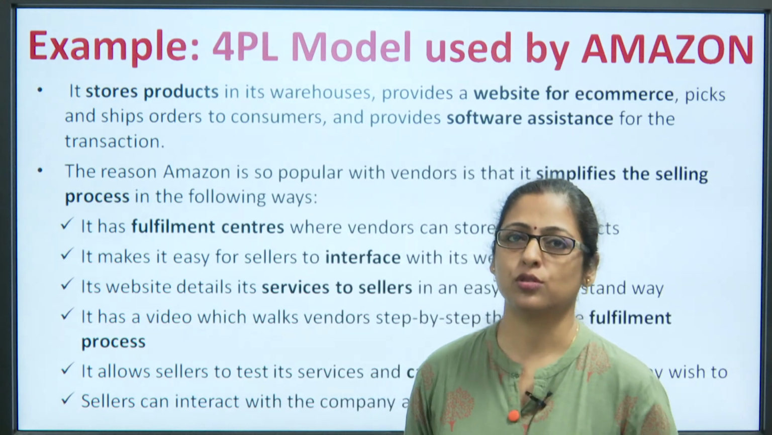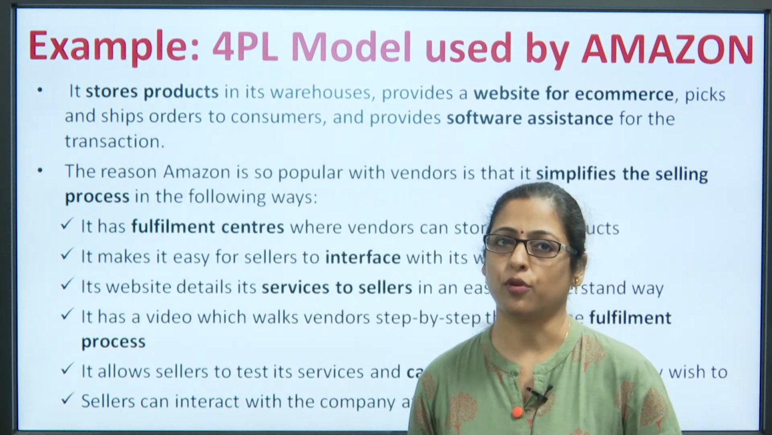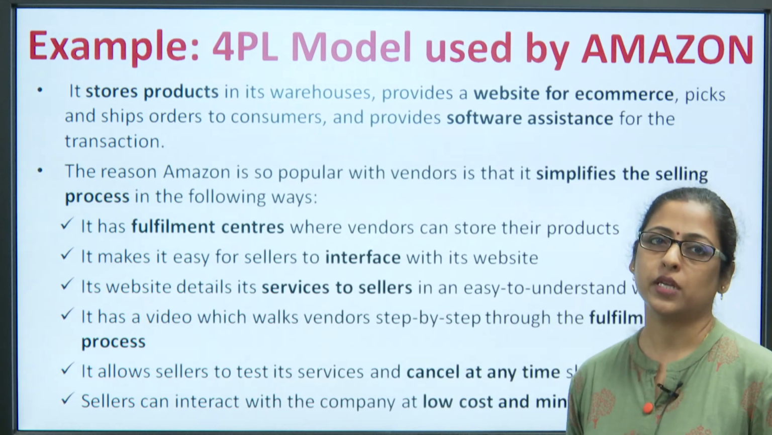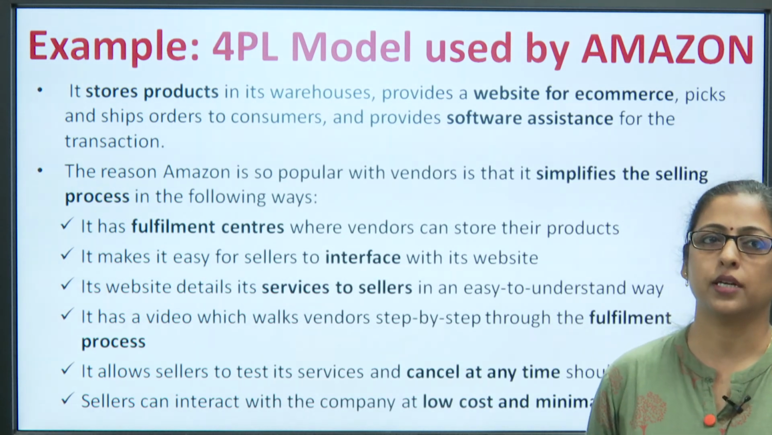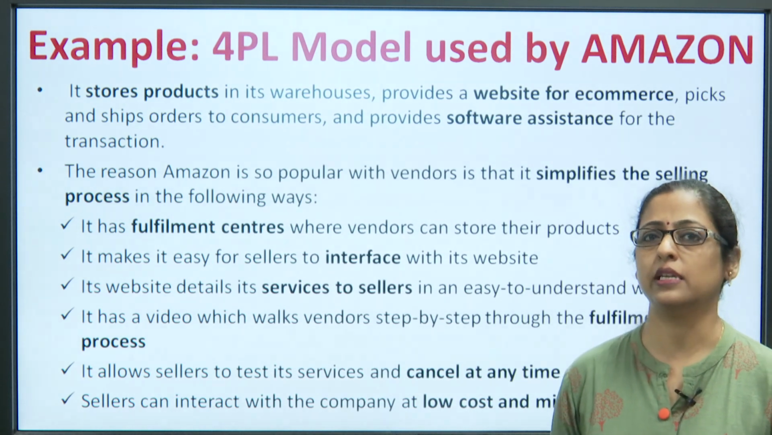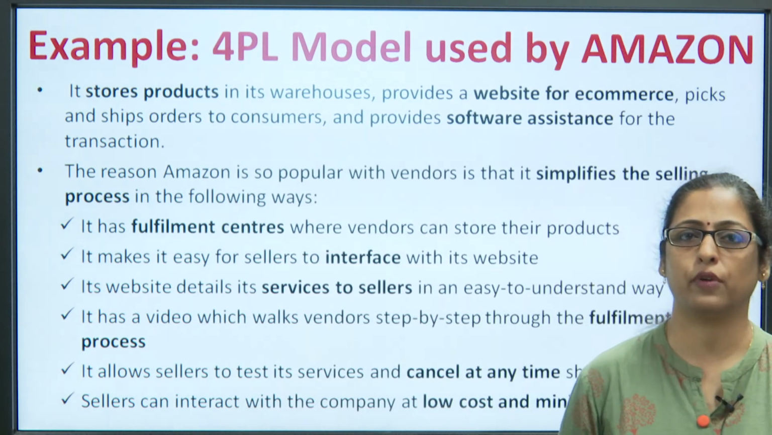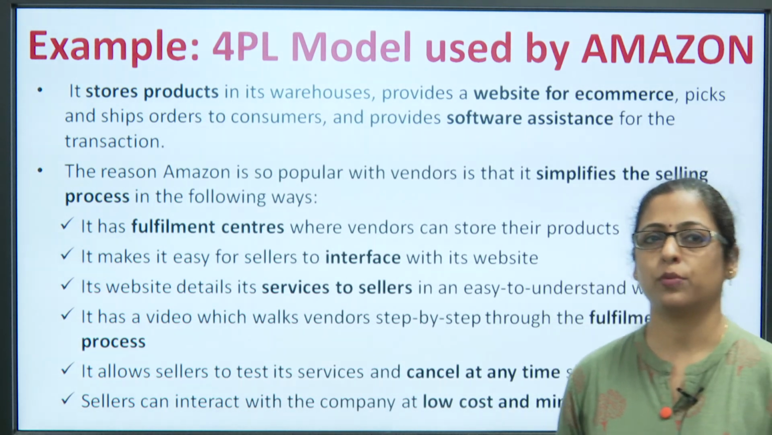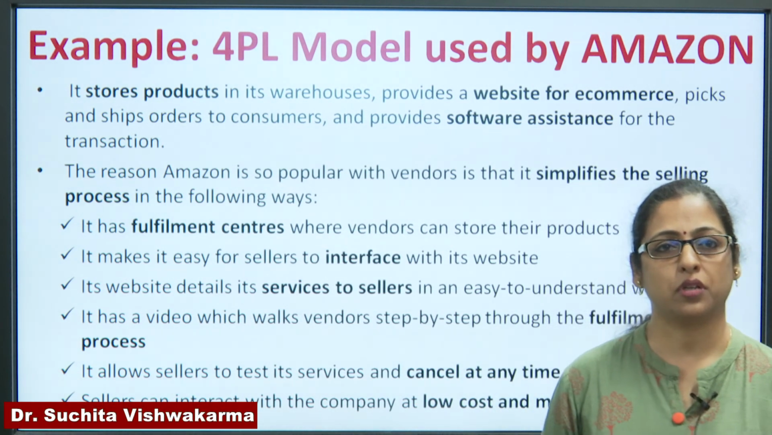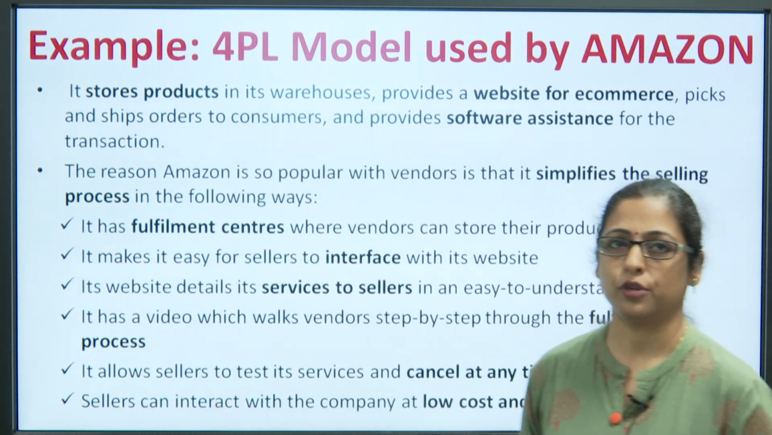The reason Amazon is so popular with vendors is that it simplifies the selling process in the following ways. It has fulfillment centers where vendors can store their products. It makes it easy for sellers to interface with the website. Its website details its services to sellers and is easy to understand in all the ways. It has a video which walks vendors step by step through the fulfillment process. It allows sellers to test its services and cancel anytime whenever they wish. The sellers can also interact with the companies at low cost and minimal effort.